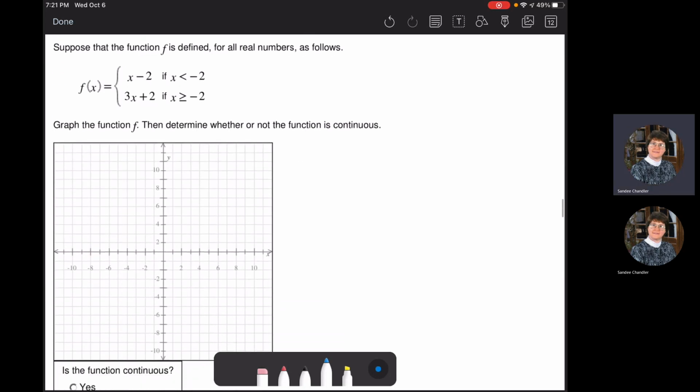All right, now we have a function that's a little more exciting. It says the function f is defined as x minus 2 if x is less than -2, and 3x plus 2 if x is greater than or equal to -2. All right, so let's look at the first piece first.